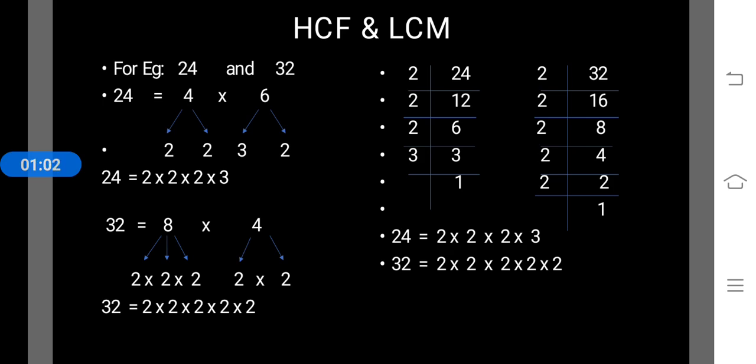32 can be written as 8 into 4. Since 8 and 4 are composite numbers, they can be further divided. 8 can be written as 2 into 2 into 2 and 4 as 2 into 2. 32 can also be written as 2 into 2 into 2 into 2 into 2.